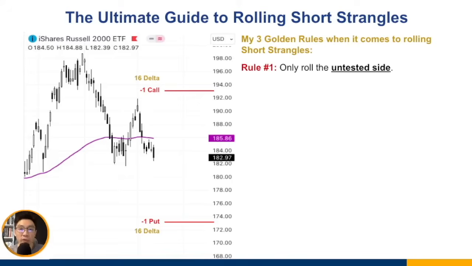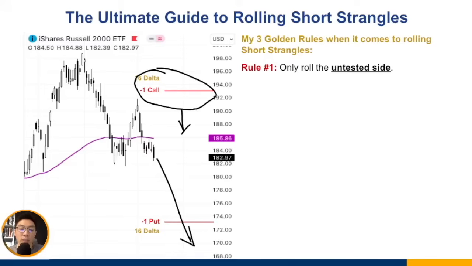So the very first rule is that I only roll the untested side. So what do I mean by untested side? Let's say, for example, the market goes down. So the put side right now is the tested side. The untested side would be the short call. So I will only be looking to roll the short call down instead of rolling the short put.